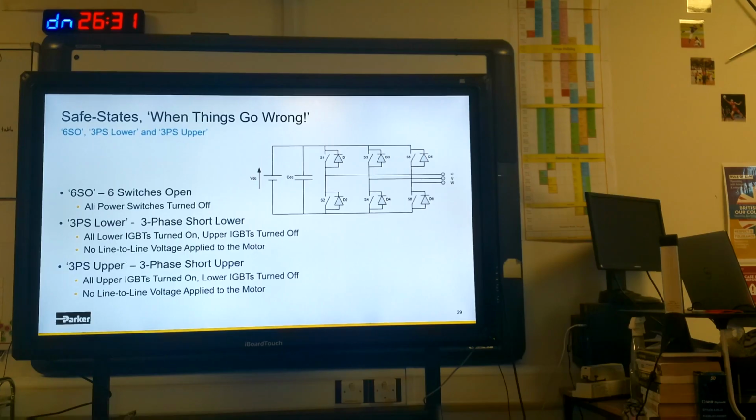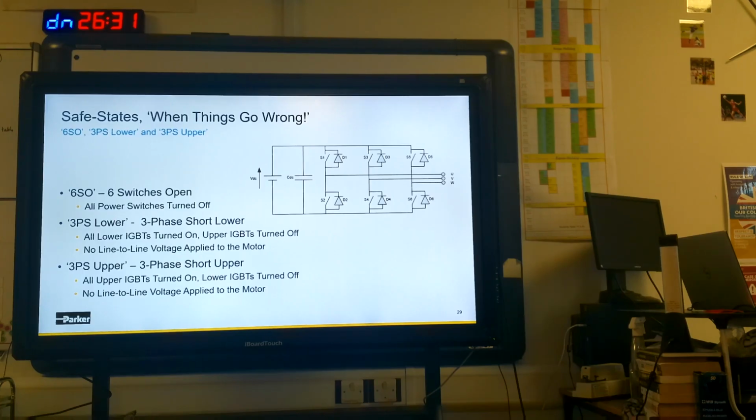So if this particular motor was, say, a traction motor and it was on some sort of single speed gearbox with no clutch, and I was running down the road at some speed because I'd been field weakening, I tripped and went into the 6 switches off condition, my wheels would lock up. That's not good. In fact, that's very bad.